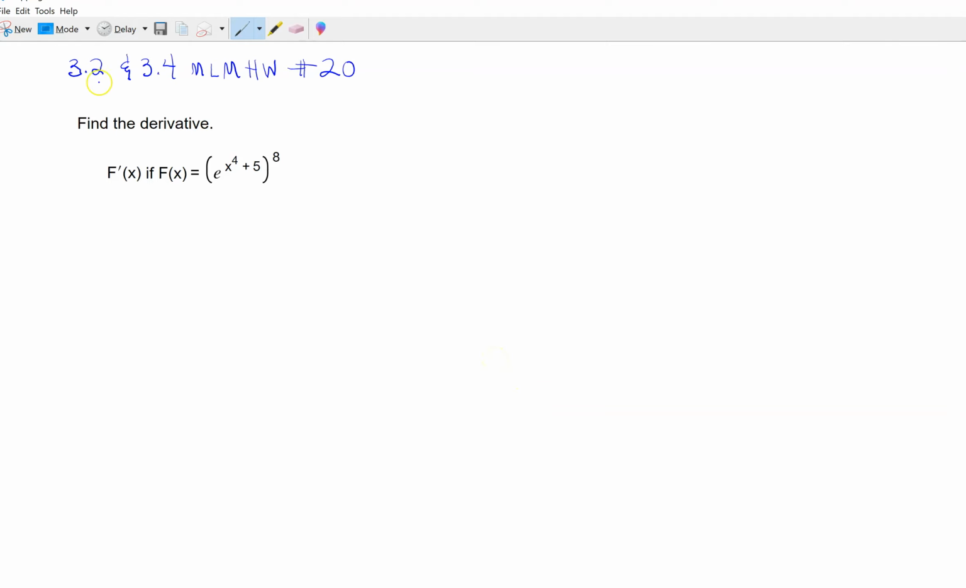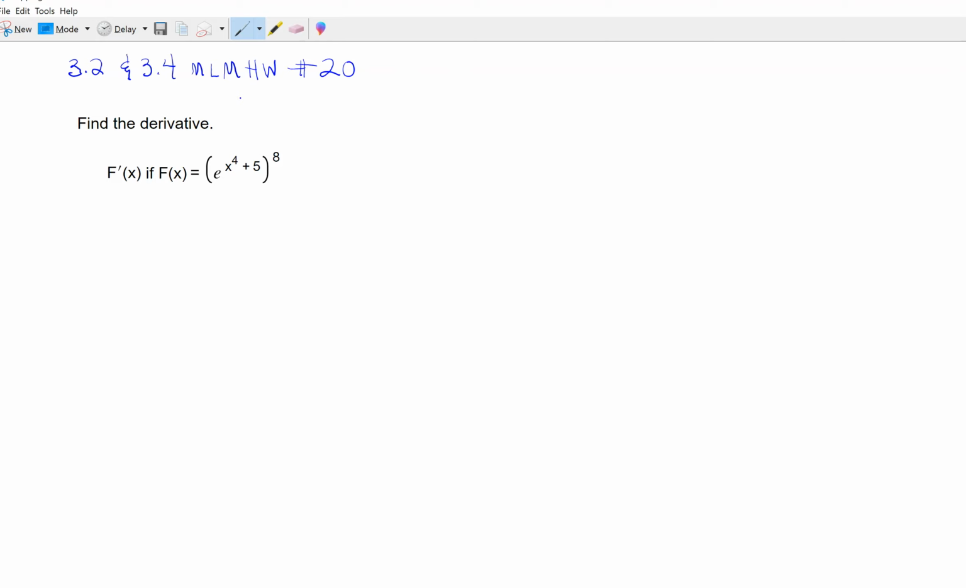This is question number 20 from the 3.2 and 3.4 MyLab math homework, and it's a doozy, y'all. Let's take a look at this one. There's actually two ways you can do it. You can do it just working with the function as it's given to you, or you can do some fancy algebra to simplify the function before we work with it. And I'm going to show you both ways.